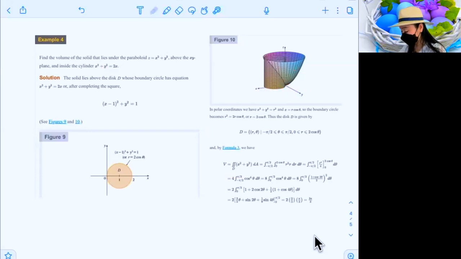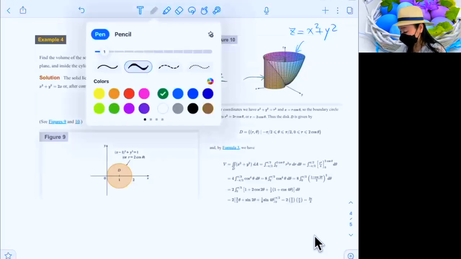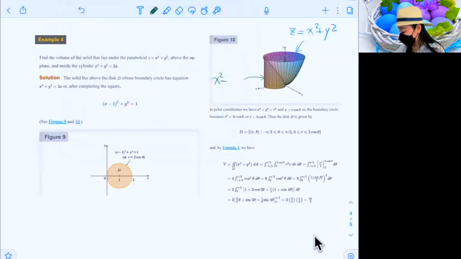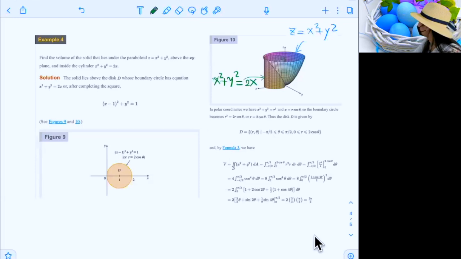Okay, let's label this. This one here is z equal to x squared plus y squared. And for the other one over here, this cylinder is x squared plus y squared equal to 2x, that cylinder. So you have this paraboloid and you have this cylinder. Imagine the cylinder here goes up and down like that.